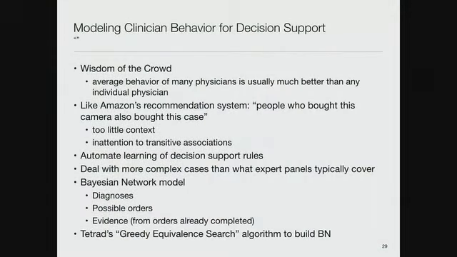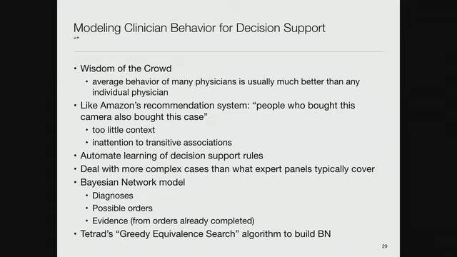Okay, so it's like Amazon's recommendation system. It automates the learning of decision support rules. And what's attractive about this is that because it's induced from real data, it tends to deal with more complex cases than the sort of simple stereotypical cases for which people can develop guidelines, for example, where they can anticipate what's going to happen in various circumstances.